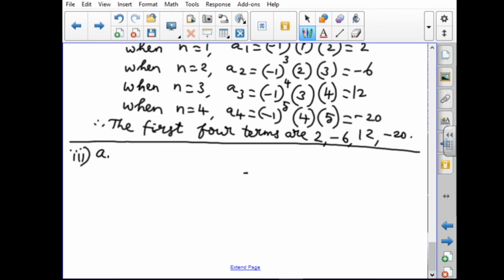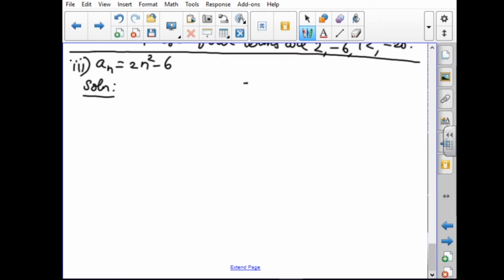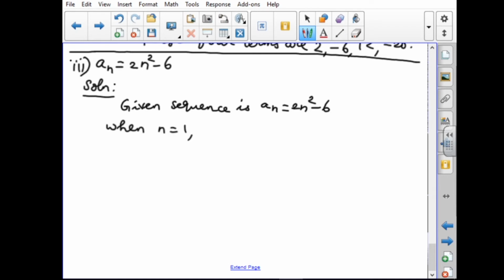an equal to 2n square minus 6. They have given the nth term, an equal to 2n square minus 6. Solution: the given sequence is an equal to 2n square minus 6. So we need the first four terms. Instead of n, we have to substitute 1, 2, 3 like that. So when n equal to 1, an is what here?